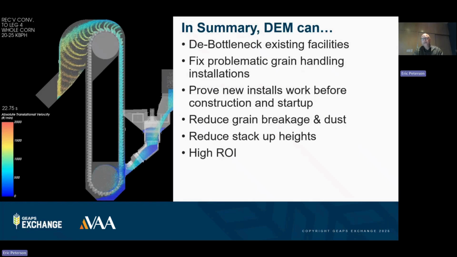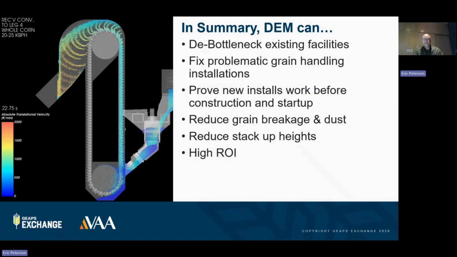So in summary, discrete element method modeling, or DEM, can help de-bottleneck existing facilities. It can help fix some problematic grain handling installations. It can also prove new installs will work before construction and startup, avoiding those costly field fixes. You can also use it to reduce grain breakage by more gentle handling of the grain in the design phase, and then lower stack up heights, which, as we saw, can have a big impact on project costs and other implications. And then it has a very high return on investment.